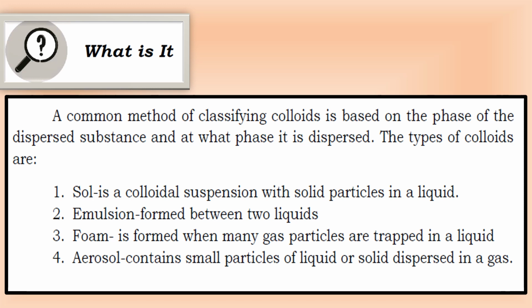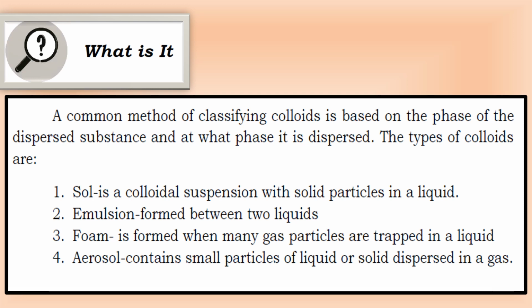The types of colloids are, so merong apat na types ang colloids. Number 1, sol. Pag sinabing sol, it is a colloidal suspension with solid particles in a liquid. So ang solid particles ay inispread natin sa mga liquid. Ang tawag doon ay sol. Number 2, emulsion. Formed between two liquids. So pag pinaghalo natin ang dalawang liquid, ang tawag na yon ay emulsion.